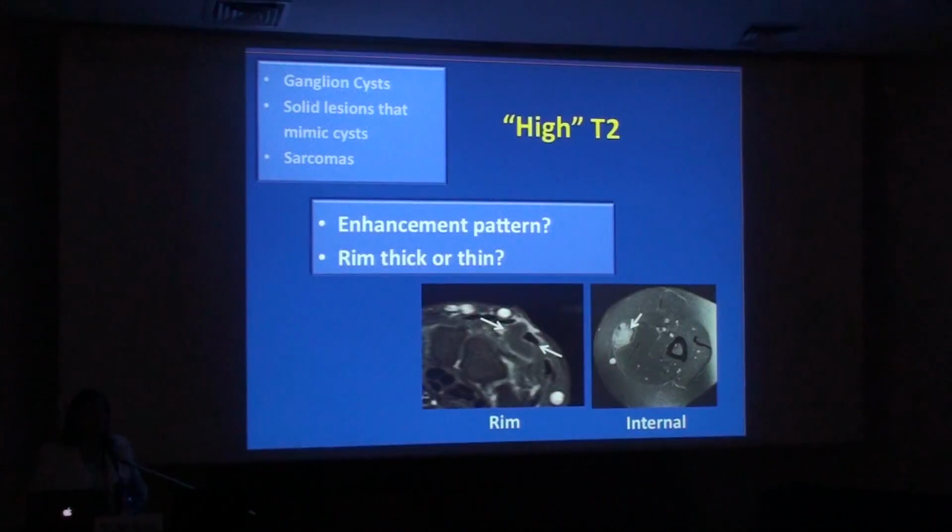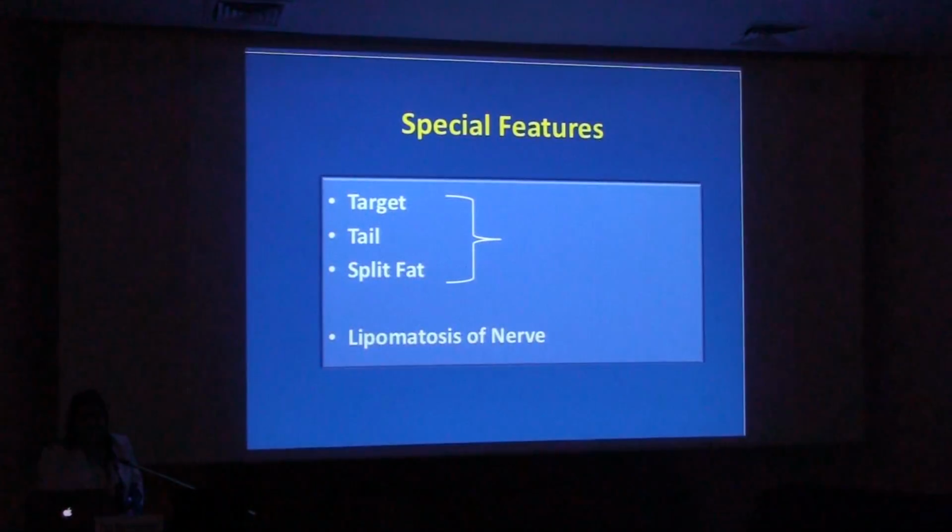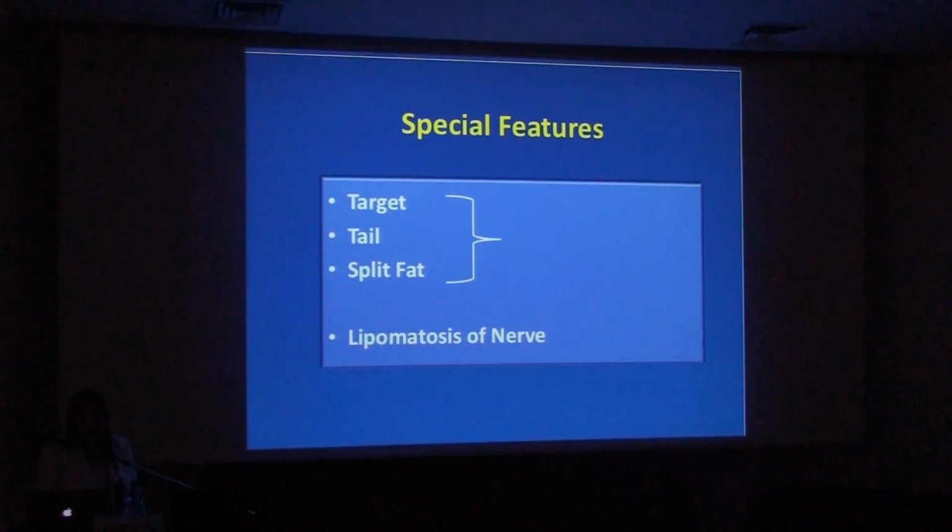If it's thicker, you have to think about the possibility of some kind of inflammation. Even ganglion cysts can become inflamed, or an abscess, or a necrotic high T2 tumor. So those are the kind of questions we're going to ask there. Now, there are some special features that you can look at to help you tease out what different lesions are, and I don't have a full complement here, but I wanted to show you some nice representative ones.